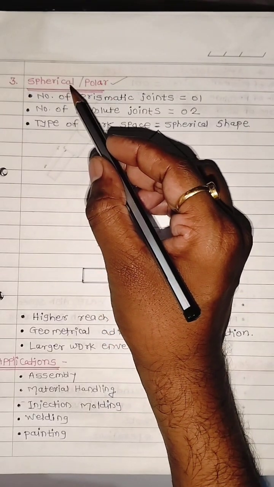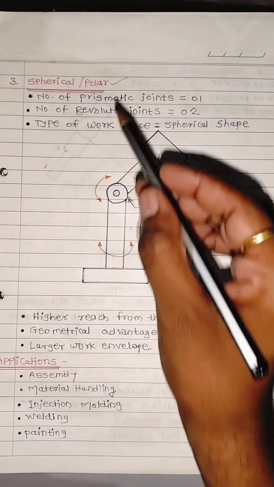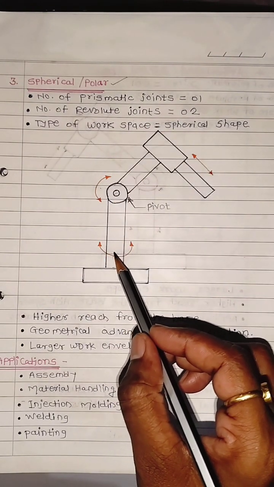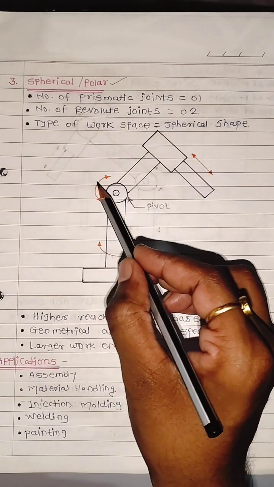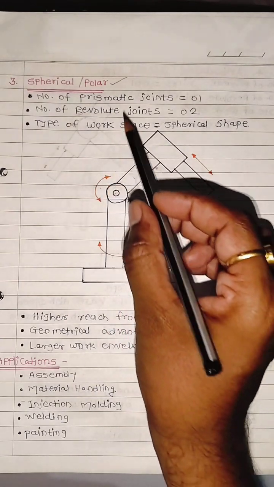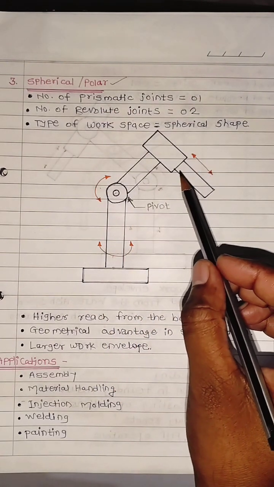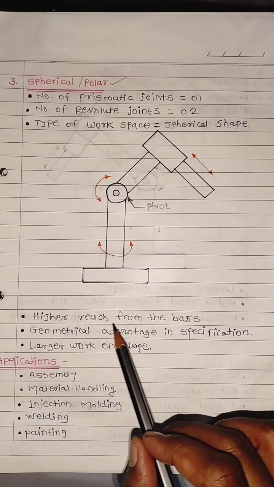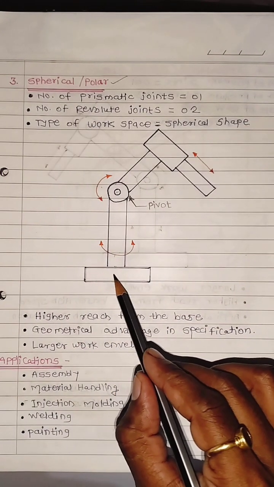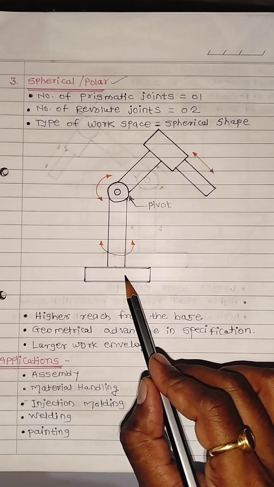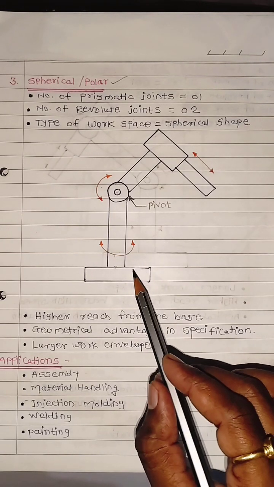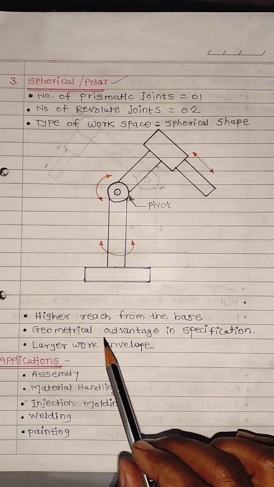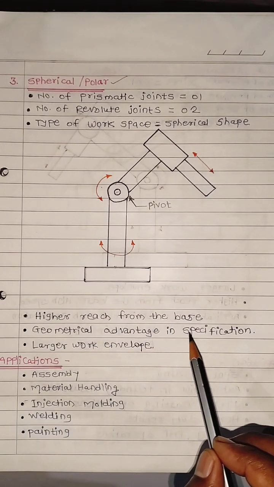Another type of configuration is the spherical or polar type configuration. As shown in the figure, the number of revolute joints is 2, meaning this is the first revolute joint and this is the second revolute joint, and only one prismatic joint is used here. This type of configuration has higher reach from the base, which is nothing but the base mounted at the lowermost side of this configuration. It also has geometrical advantages in specification.